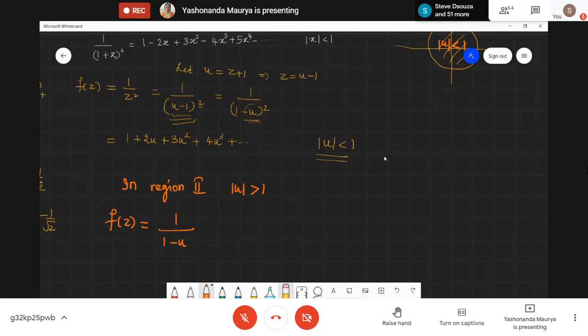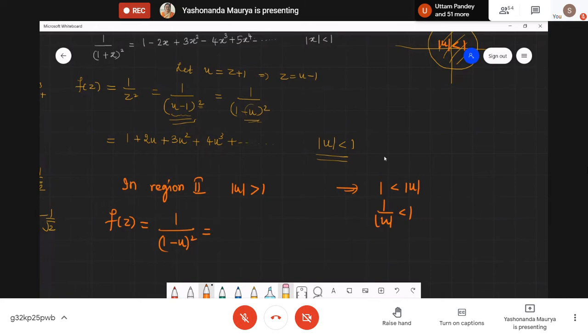1 minus u or u minus 1, whichever way you want to write, no problem. So 1 minus u whole square is there. Now see this expression. This implies 1 is less than mod u. So 1 upon mod u is less than 1.